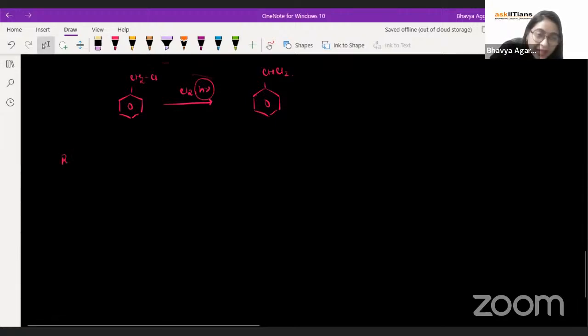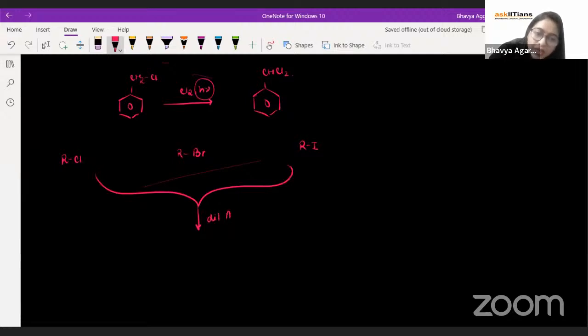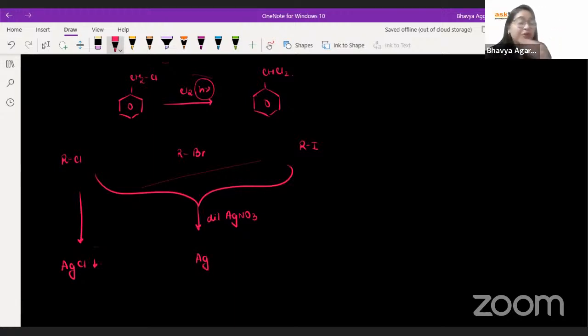So basically, if I want to check the difference between RCl, RBr versus RI, I'll treat all three of them with dilute AgNO3. That only eliminates RI, right? No. Because AgBr and AgCl both form a silver mirror, right? No, you are talking about Tollens' reagent. But it forms AgCl, which on sunlight breaks down into Ag and Cl2.